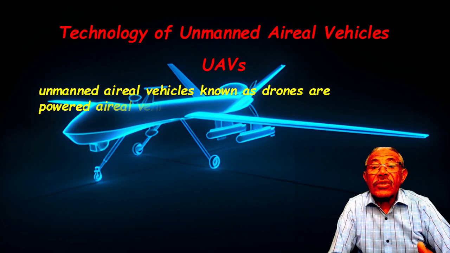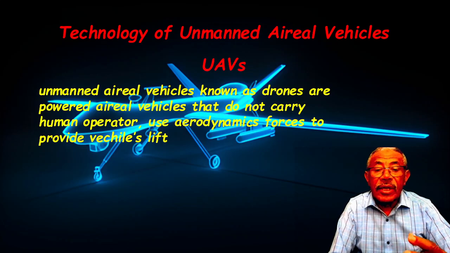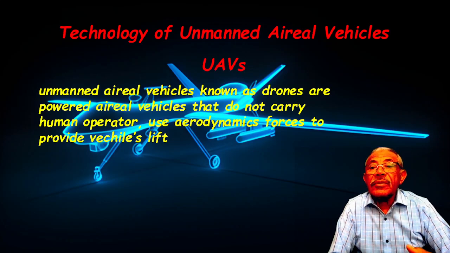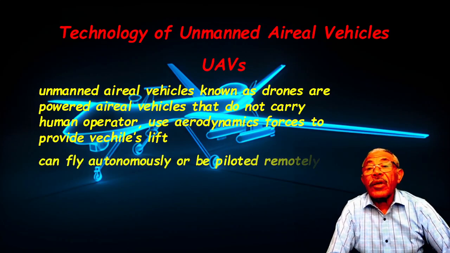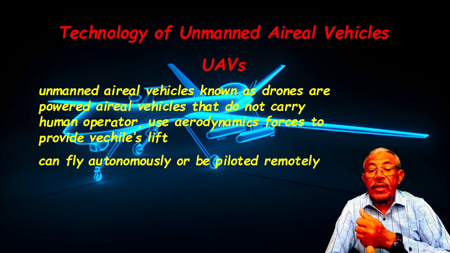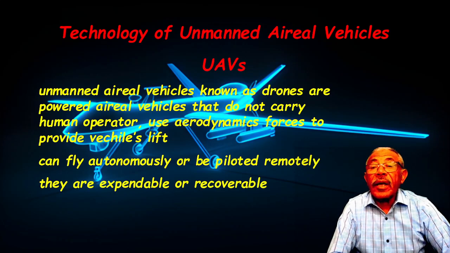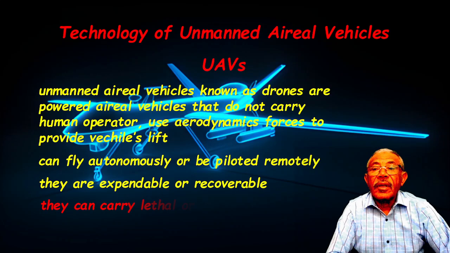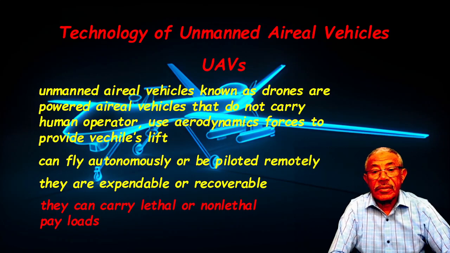Unmanned aerial vehicles, known as drones, are powered aerial vehicles that do not carry a human operator. They use aerodynamic forces to provide the vehicle's lift, and can fly autonomously or be piloted remotely. They are expendable or recoverable, and can carry lethal or non-lethal payloads.